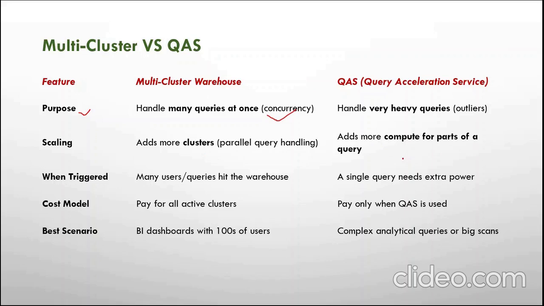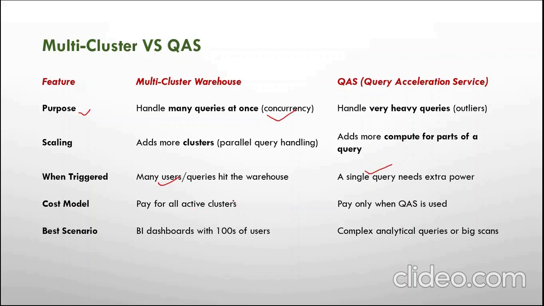and applies that compute power on that query. When triggered, generally many users, the number of users at a time try to execute queries, no issue for that. But for QAS, only a single query needs extra power. As we discussed, a single query means a very complex query. Okay, so the cost model: pay for all active clusters.